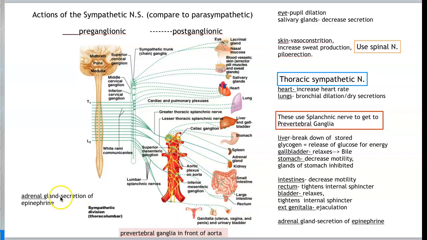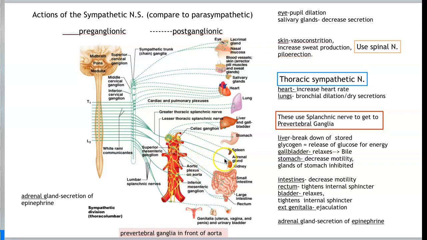Except the adrenal gland, it's going to get on the sympathetic chain. It's going to leave through a splanchnic nerve. It is not going to synapse in the prevertebrals. It's going to go straight to the adrenal gland.